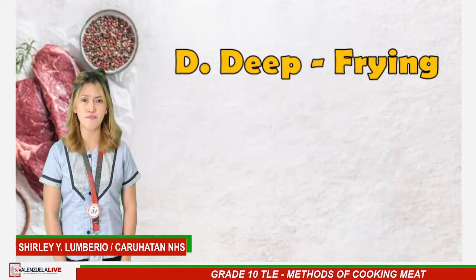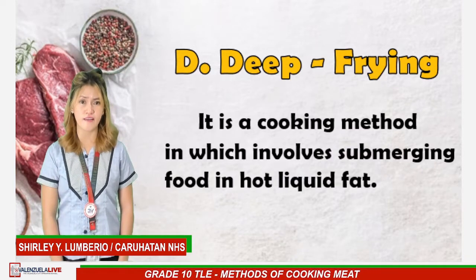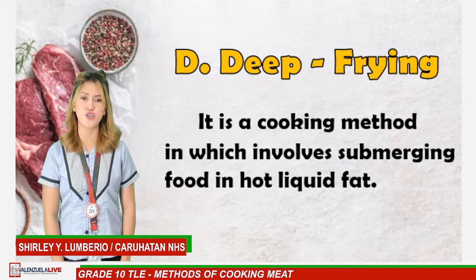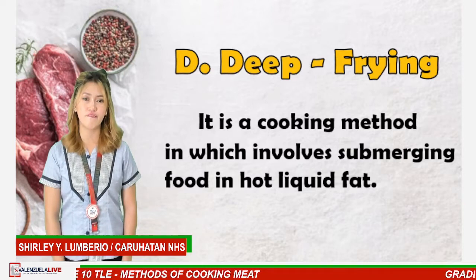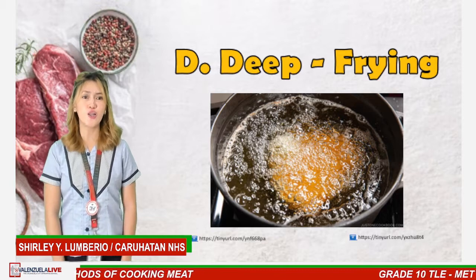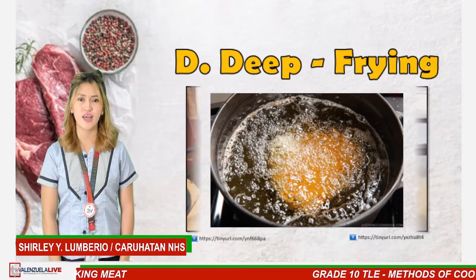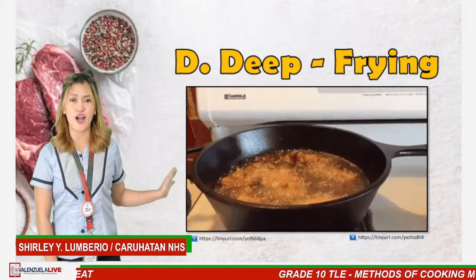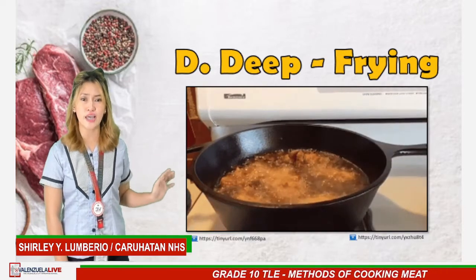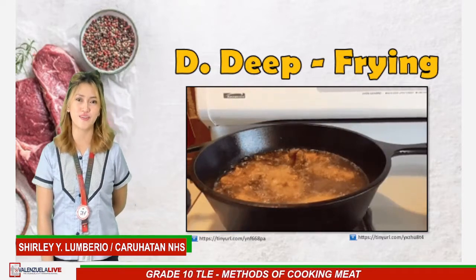Next is deep frying. Deep frying also refers to deep fat frying. It's a cooking method which involves submerging food in hot liquid fat. It might take some time to get used to the idea that it's actually a form of dry heat cooking. The aim of deep frying is to ensure that the inside of a food is cooked in the same length of time as the exterior requires to be brown.